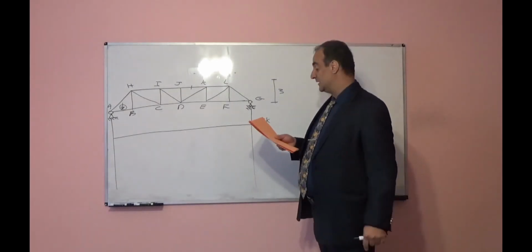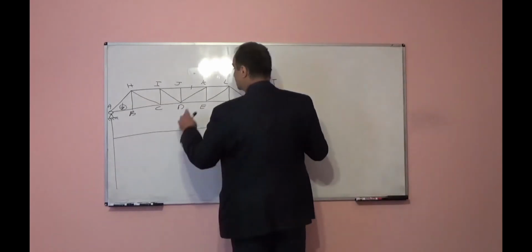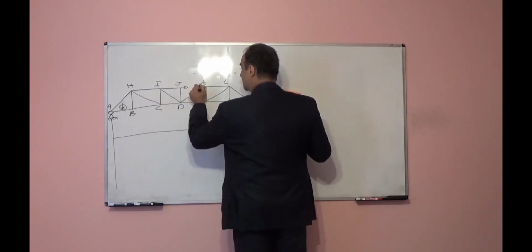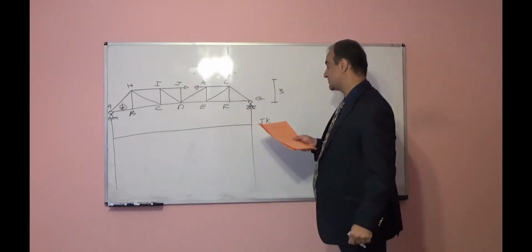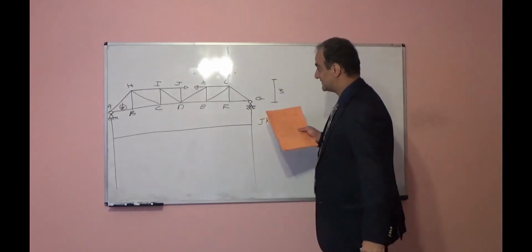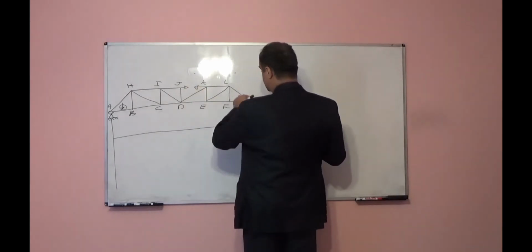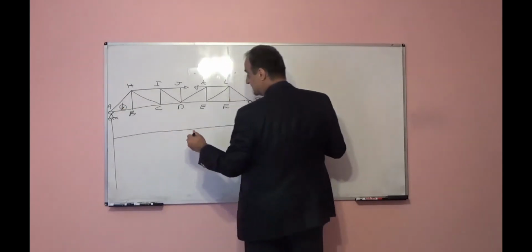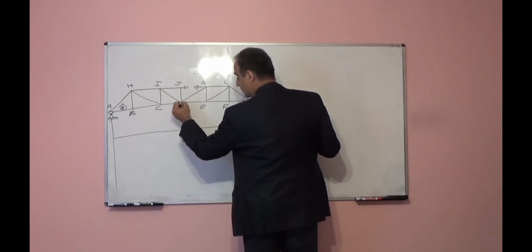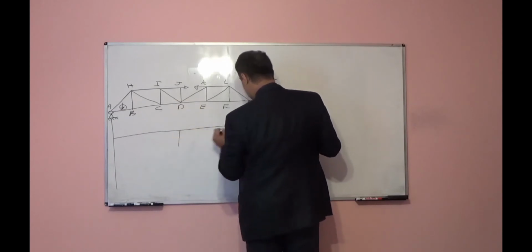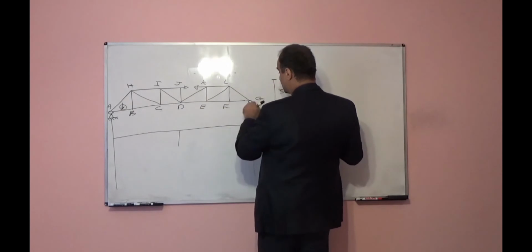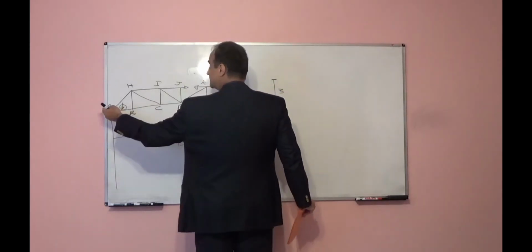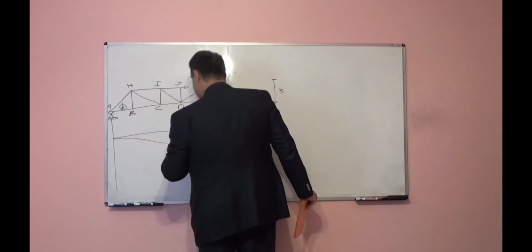That is one way. Another way, using Muller-Breslau method, you will remove this member. You will apply internal axial force in this direction and you will draw the deformed shape of structure. If you apply force in this direction, this piece and this piece, both will rotate with respect to D, G, A. So this point D will move down and then this piece will rotate with respect to G and will remain a straight line. And this part will rotate with respect to A and it is a straight line.